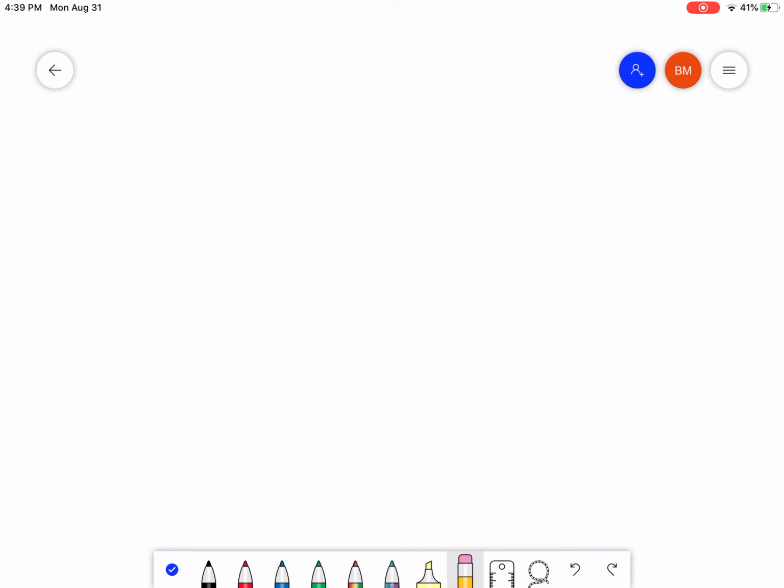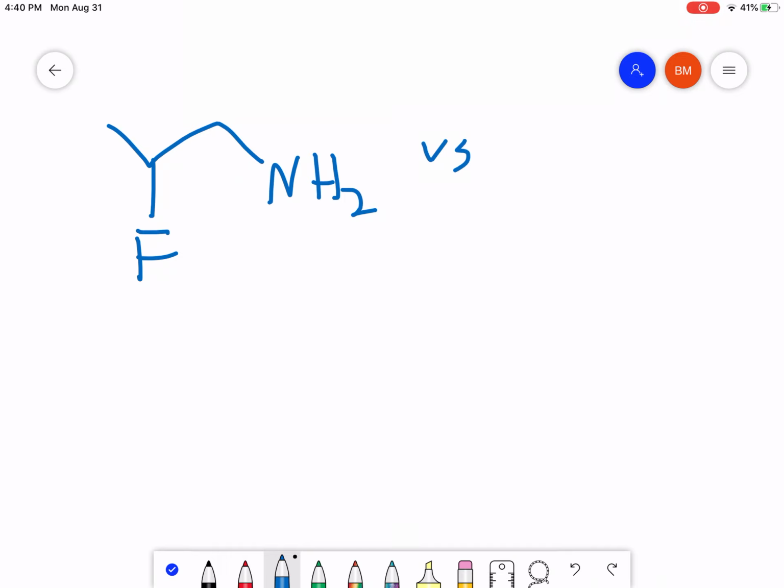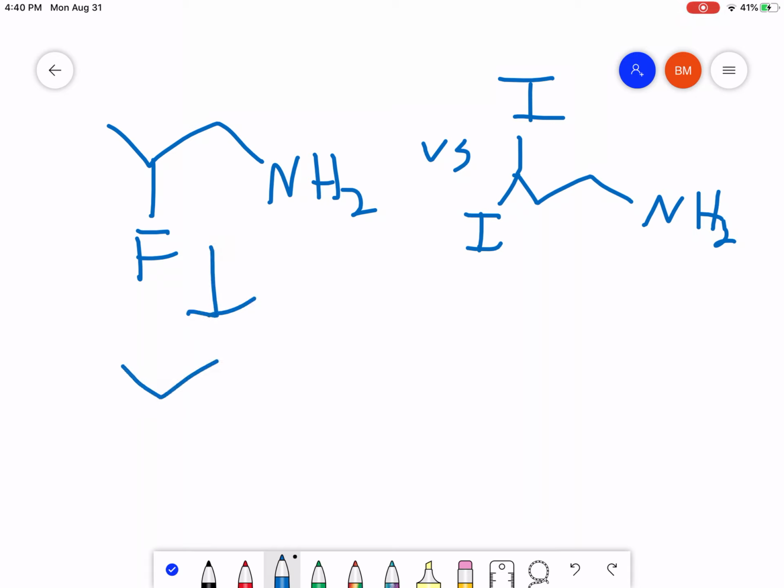Here's one that we can. Let's try this one. And this is also a unique situation that we haven't seen yet. All right, so here, let me just go ahead and draw these so we can have them ready to look at. So again, we have negative nitrogens.